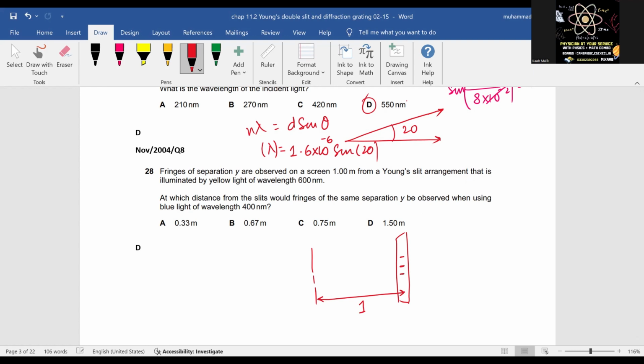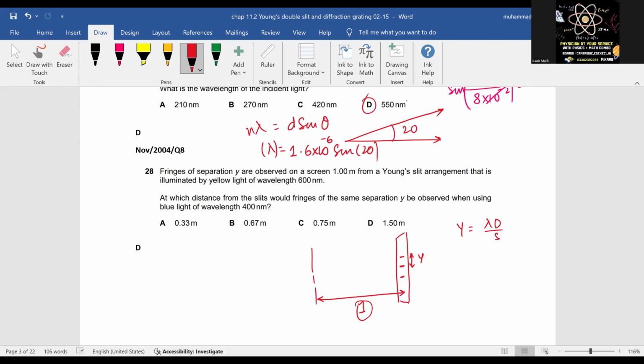Okay, so now this is the experimental setup, and these are the fringes, and this is Y. They're observed when your screen and your Young's double slit, so this is the double slit, and the screen is 1 meter apart. We have the formula y equals lambda d over s. This is the formula for Young's double slit and not the diffraction grating. Now they want to know at which distance from the slit, so they're varying this distance.